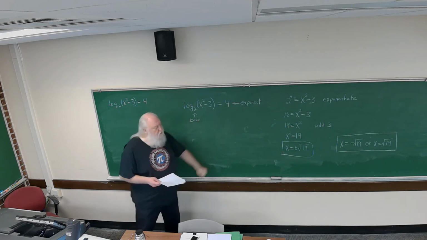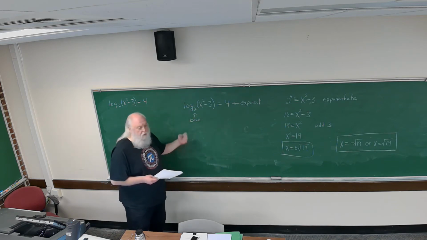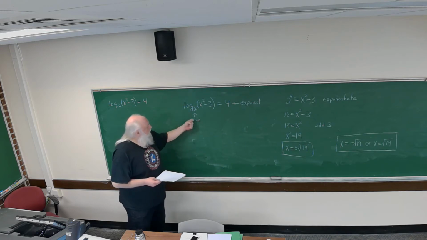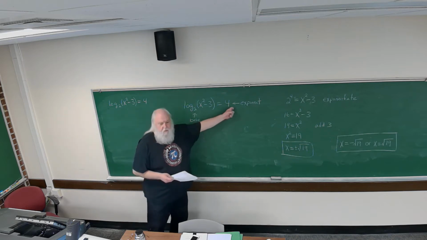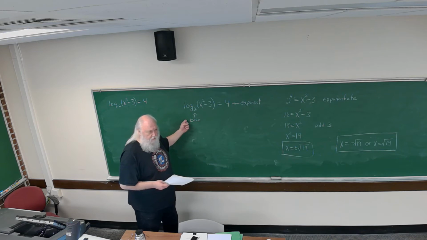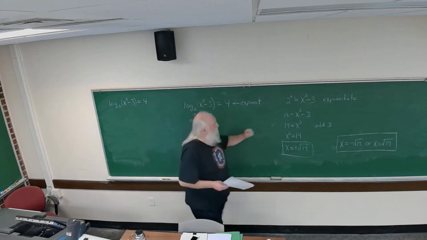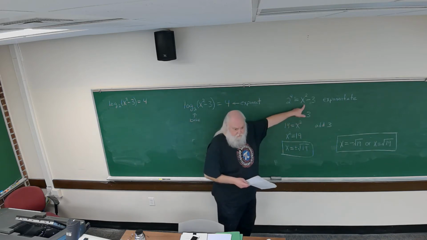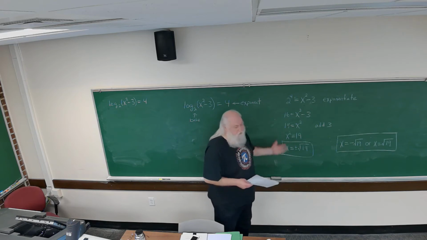On our logarithmic equation, you can see that 2 is the base and 4 is the exponent. For every logarithmic equation, there's a corresponding exponential equation, and for every exponential equation, there's a corresponding logarithmic equation. The base is 2, the exponent is 4. When we convert from this logarithmic equation to the corresponding exponential equation, we have 2 to the 4th power is equal to x squared minus 3. Now all we have to do is solve for x.